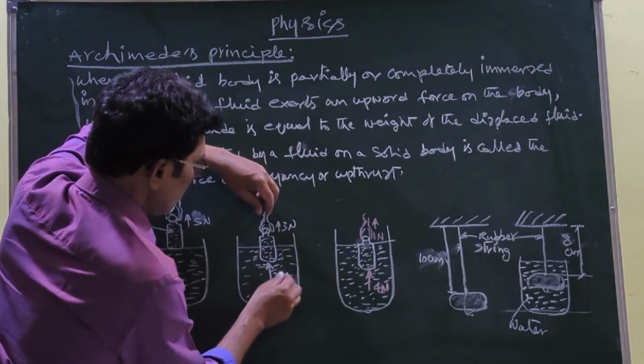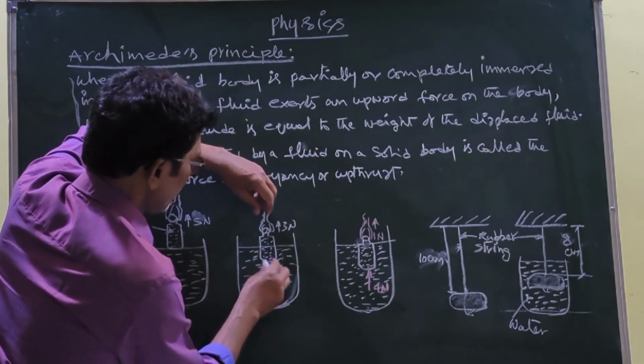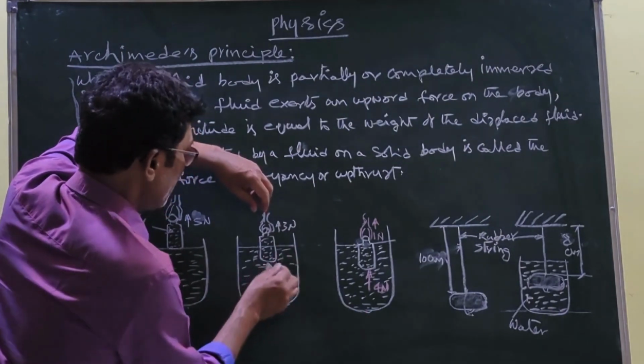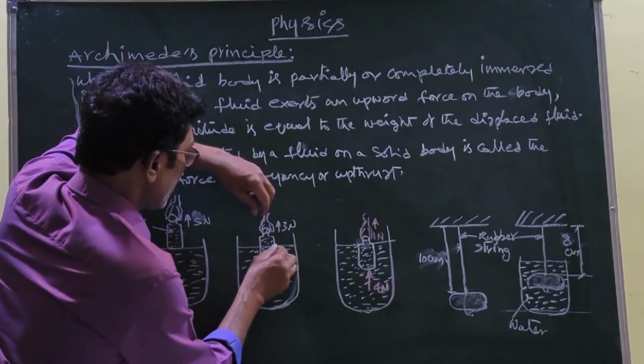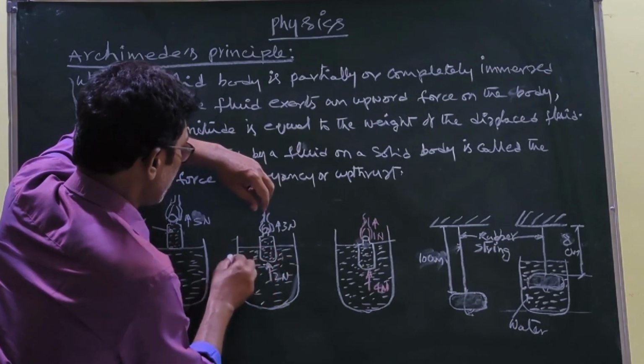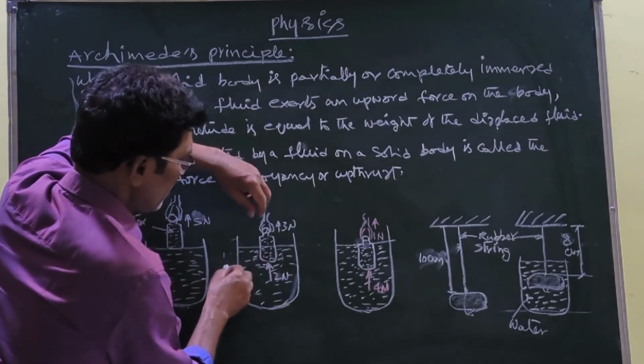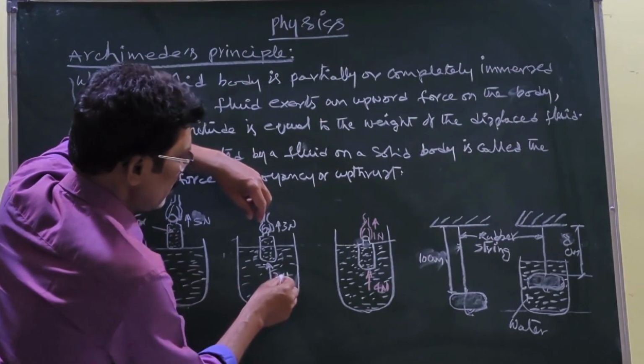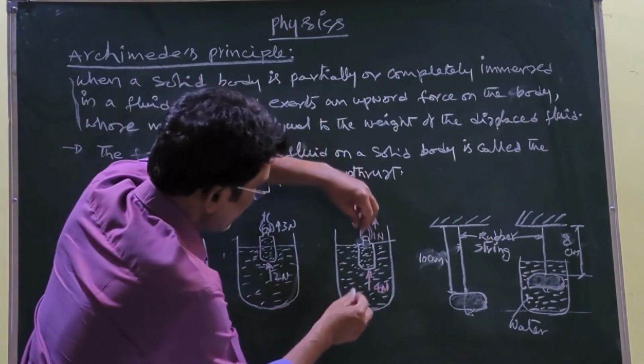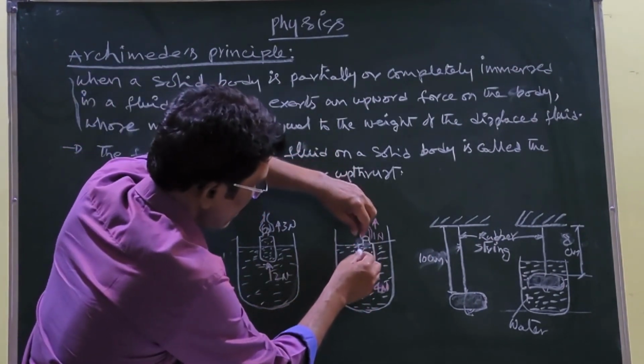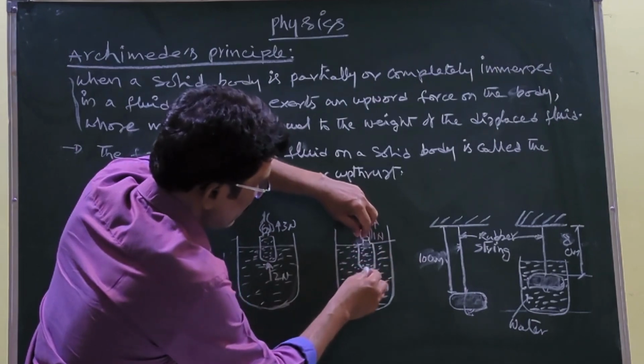This 2 newtons force we can calculate, as I already explained. Whatever volume of the immersed bottle is there, that much volume will be let out from this glass. That let out water's weight is nothing but equal to 2 newtons. Here, if it is further immersed, up to the neck, in this water.